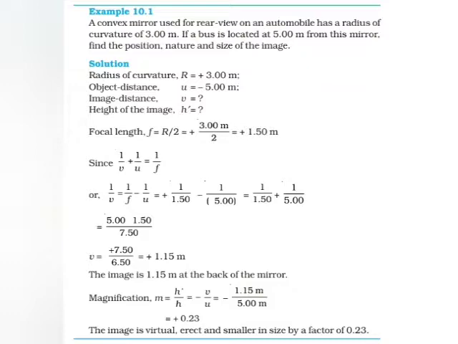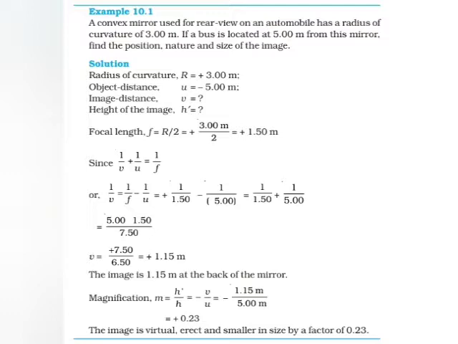Now this numerical is about mirrors, so we need to remember that we will be using the expressions of mirrors. As you can see, the radius of curvature given is 3 meter, u is minus 5 meter, and we have to calculate the image distance, that is v. Since the focal length is half of the radius of curvature, and the radius of curvature is 3 meter, the focal length would be 1.5 meter.